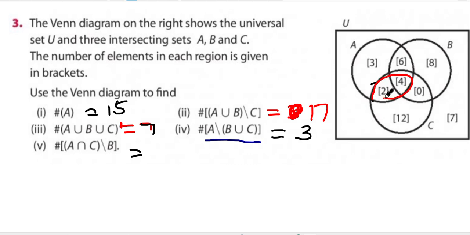Everybody see that? That's A intersection C, but you're not allowed to be in B. So what's the answer? Which is 2.